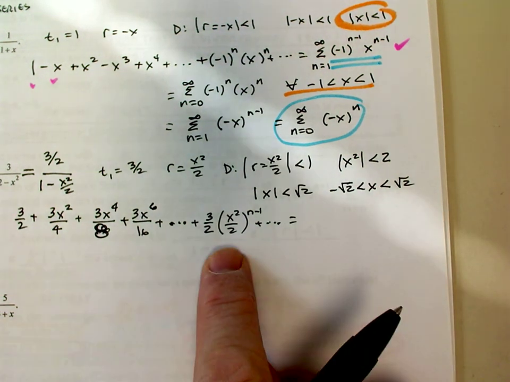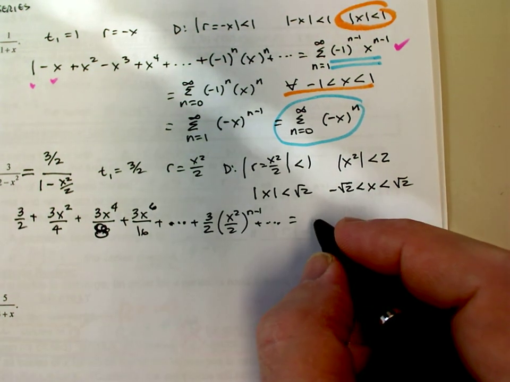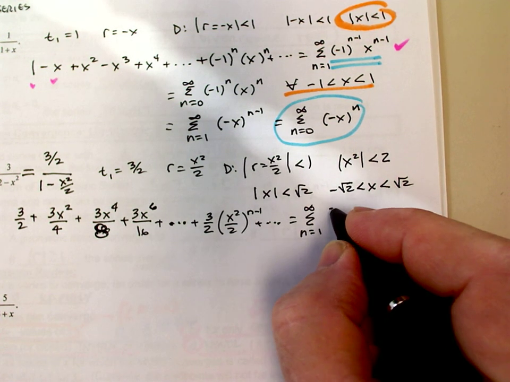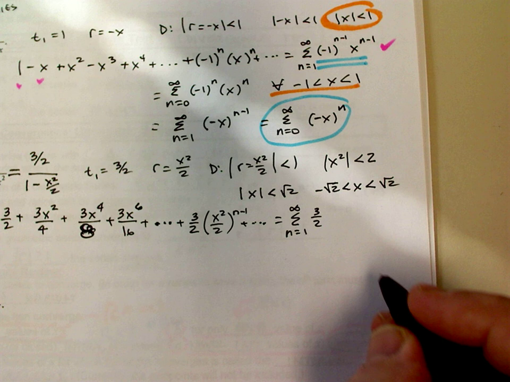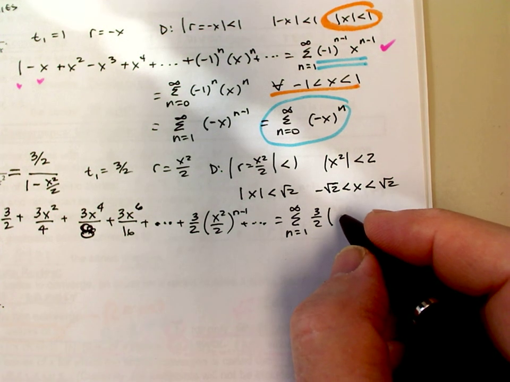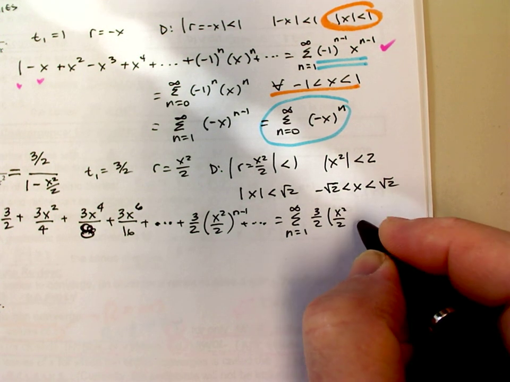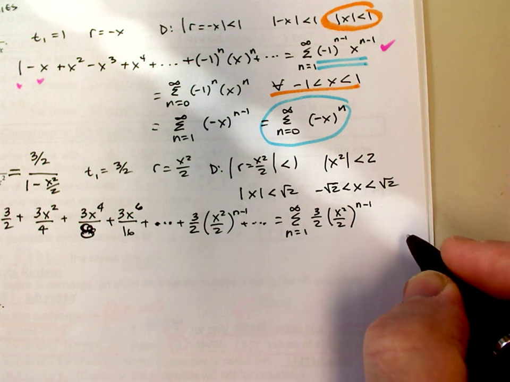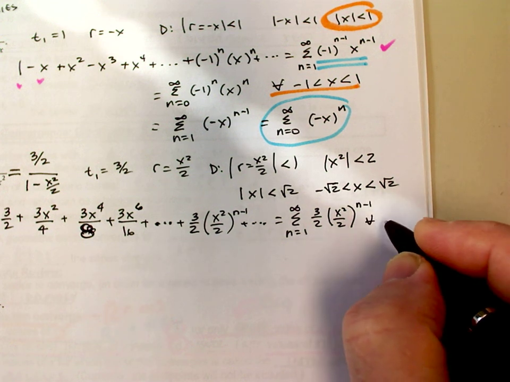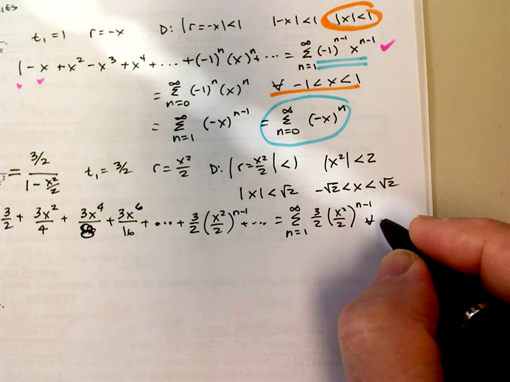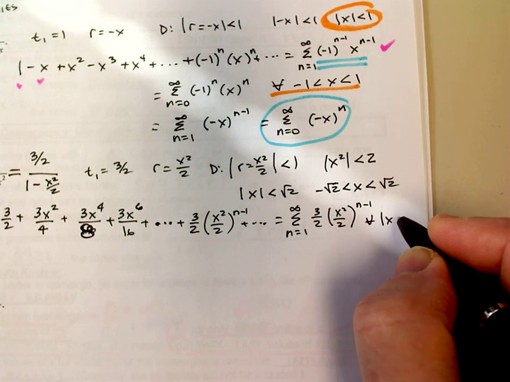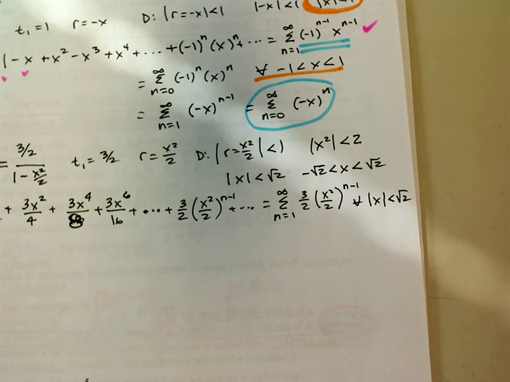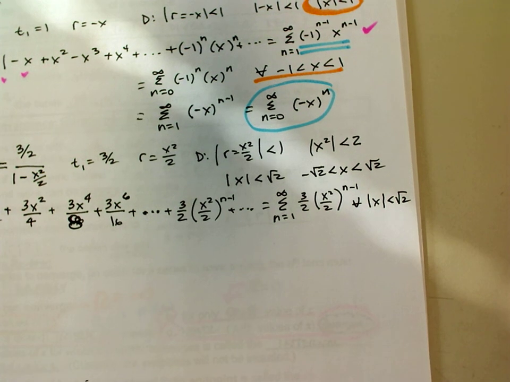So here's my general term, and then writing this as a summation, this will be the sum from n equals 1 to infinity of 3/2 times x squared divided by 2 to the n minus 1. And of course this will be for all values of x where the absolute value of x is less than the square root of 2. So that's our interval of convergence.